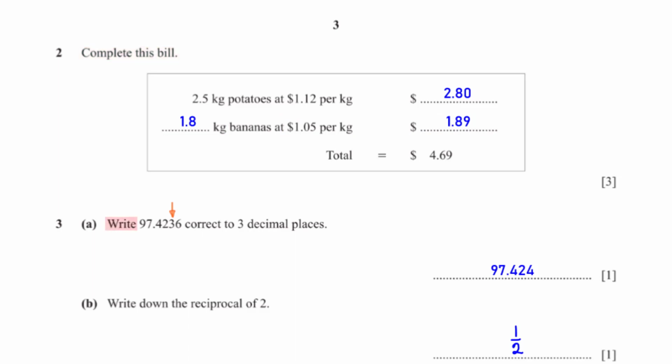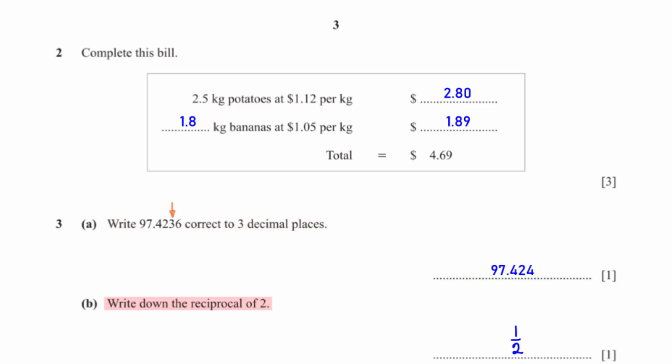Write 97.4236 correct to 3 decimal places. The third number after the decimal point is 3. The number after 3, which is 6, is greater than 5, so we add 1 to 3, giving us 4. The number after 3 becomes 0. Since this 0 comes after the decimal point, we ignore it. So 97.4236 becomes 97.424 rounded to 3 decimal places.